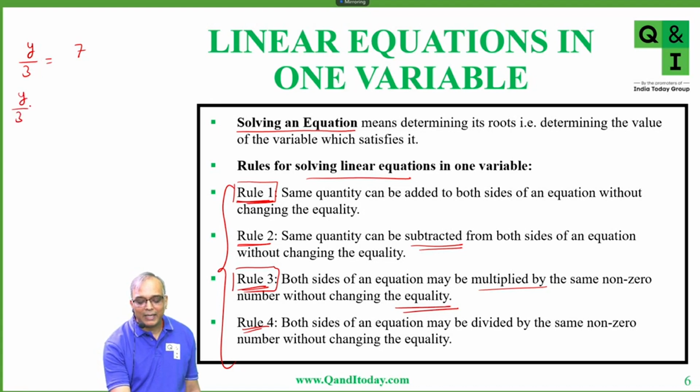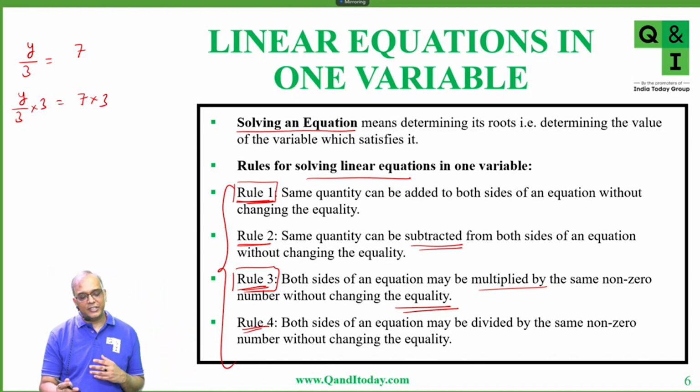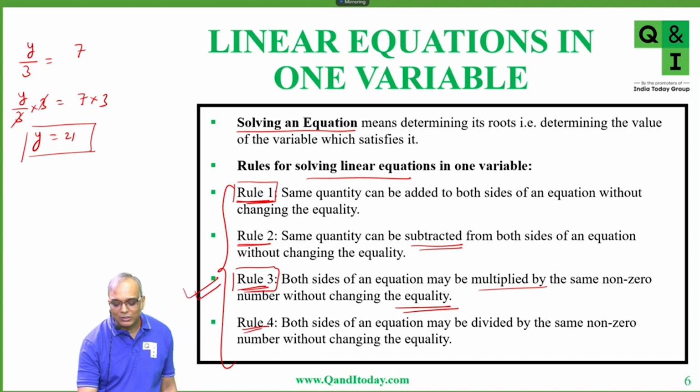So y/3 × 3 is going to give me 7 × 3, because I can multiply the same quantity on both the sides. Equation does not change. So this 3 and this 3 cancelled, y gets isolated and I get the value as y = 21. This is what rule 3 says.